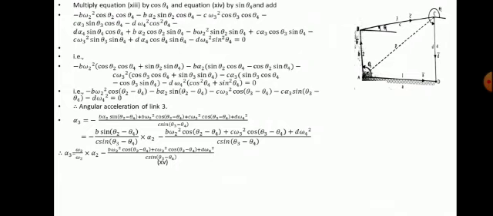plus b alpha 2 cos theta 2 sin theta 4 minus b omega 2 square sin theta 2 sin theta 4 plus c alpha 3 cos theta 3 sin theta 4 minus c omega 3 square sin theta 3 sin theta 4 plus d alpha 4 cos theta 4 sin theta 4 minus d omega 4 square sin square theta 4 is equal to 0.